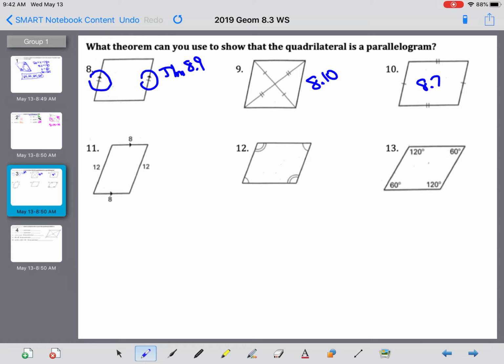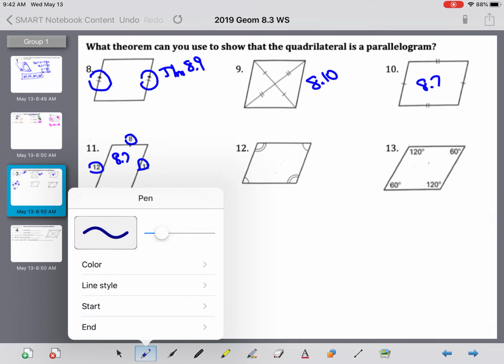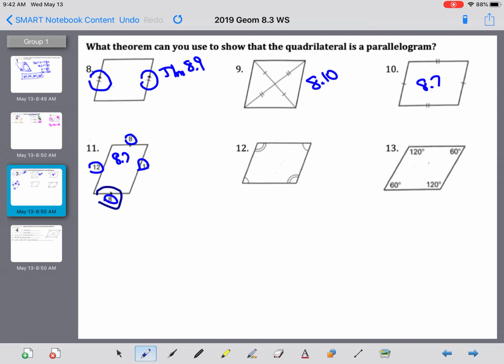We could do two different. This could be 8.7 because of this, this, and this. Or it could be because of these are congruent and parallel. It could be theorem 8.9. So we could do one or the other. Opposite angles congruent makes it a parallelogram. So that's theorem 8.8. And this really is the same thing if you take a look at it. So this is theorem 8.8. Alrighty, so kind of using our theorems to determine whether or not it's a parallelogram.